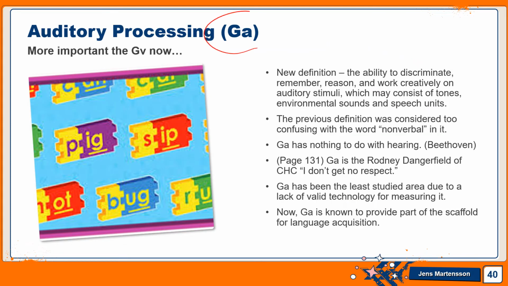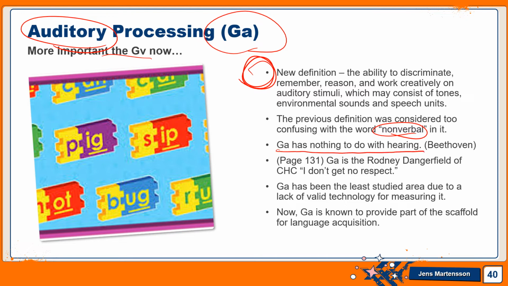And then lastly, we have GA. So GA is more important now. So there's a new definition for GA: the ability to discriminate, remember, reason, and work creatively on auditory stimuli, which may consist of tones, environmental sounds, and speech units. They took out the word nonverbal from the old definition because auditory and nonverbal didn't really seem to go together. It was confusing too many people.